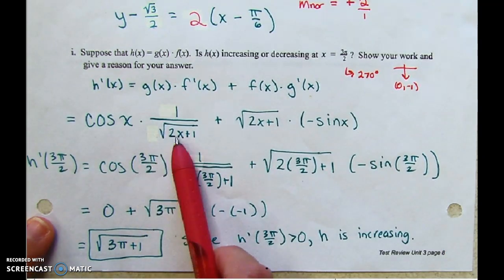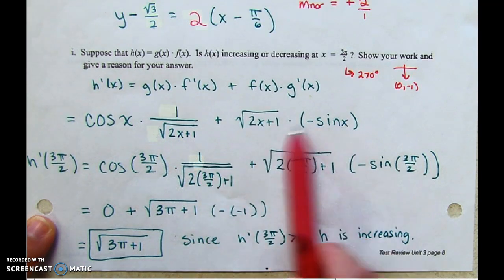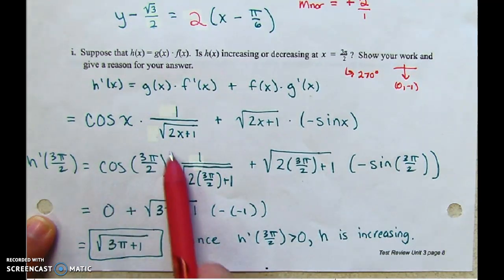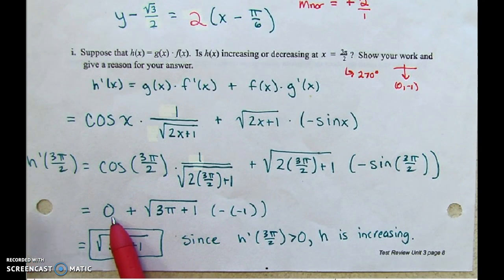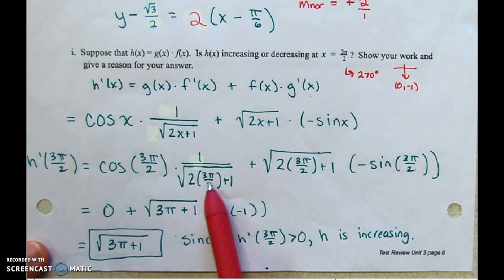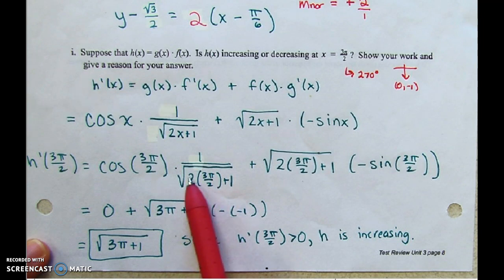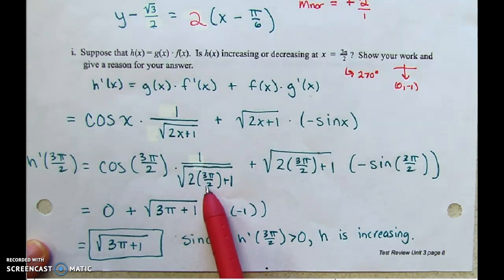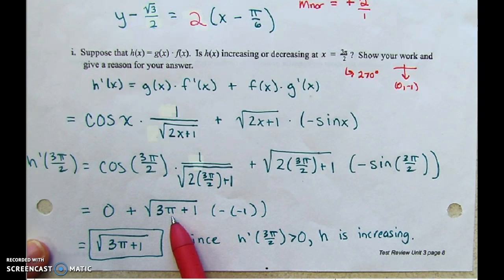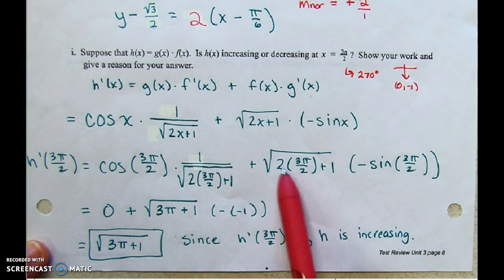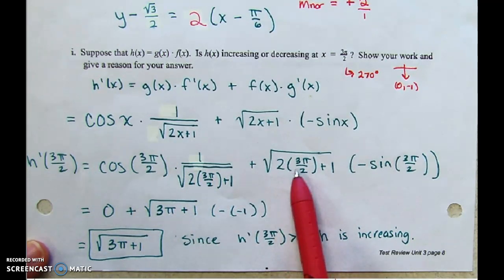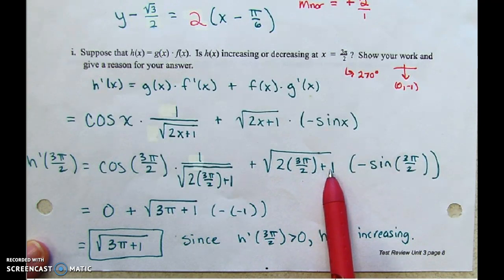So everywhere we see x, we put in 3 pi over 2, everywhere. Cosine of 3 pi over 2 is 0. All right. 3 pi over 2, when you plug it in here and you have 2 times, do you see how those 2's will cancel? We'll get 3 pi. That's good. Again, here the 2's cancel. We get 3 pi plus 1.